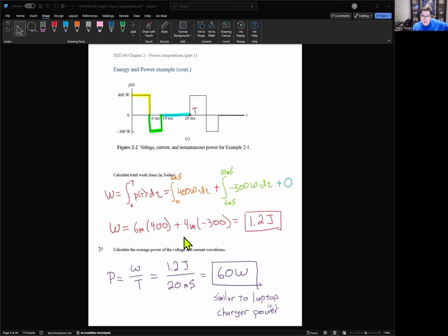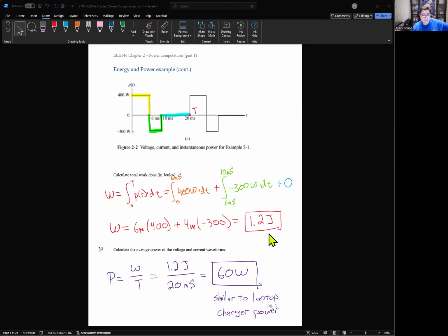So we can add the total energy of the whole time used, which is 6 times 400 plus a negative 300 times 4. So we're going to net out a difference of 1.2 joules. So this whole circuit with this push and pull of energy, we netted out 1.2 joules into the load or into the device. Okay, that's the net gain.